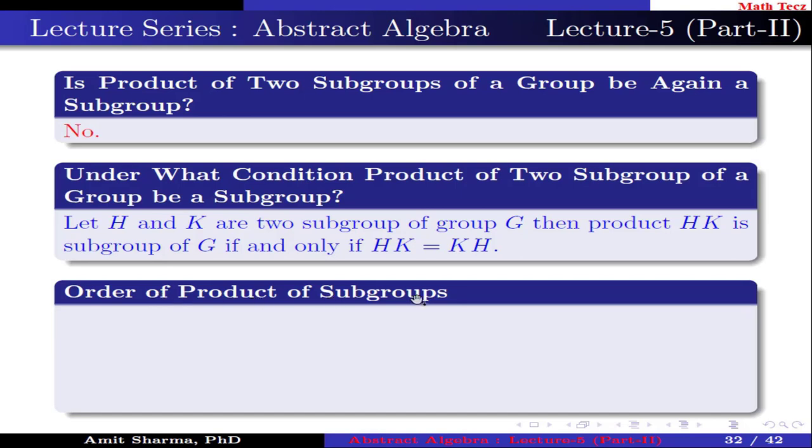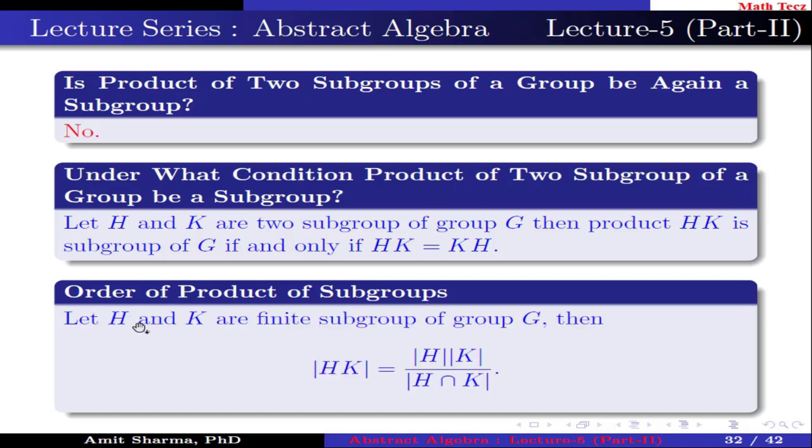Order of product of subgroups. Let H and K be finite subgroups of a group G. Then the order of HK is equal to the order of H times the order of K, divided by the order of H intersection K.